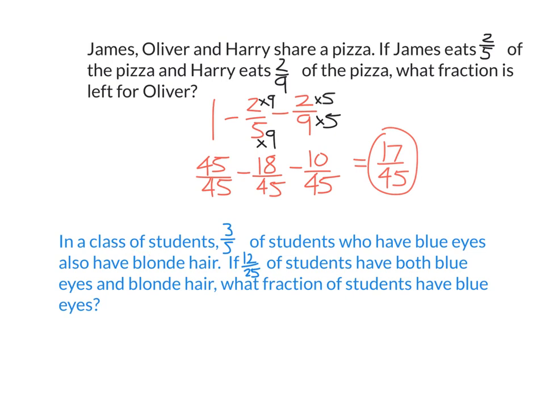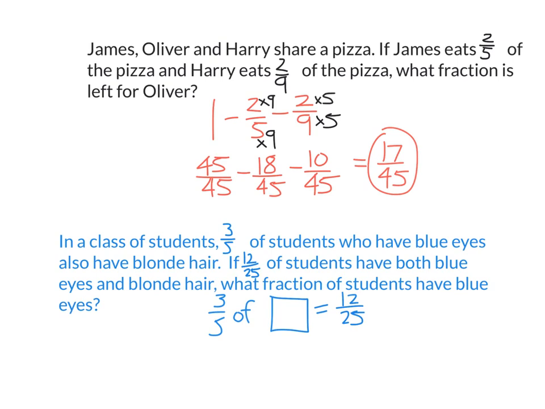So let's look at the question in blue, which is much harder. So it says in a class of students, 3/5 of those with blue eyes also have blonde hair. If 12/25 of the students have both blue eyes and blonde hair, what fraction of the students have blue eyes? So this is a really hard one. So what we're saying here is this. We're looking for the number of students with blue eyes. So I'll leave that in a box. So 3/5 of these students here with blue eyes, that comes to 12/25 of the class. We need to know what fraction we can put here in the box.